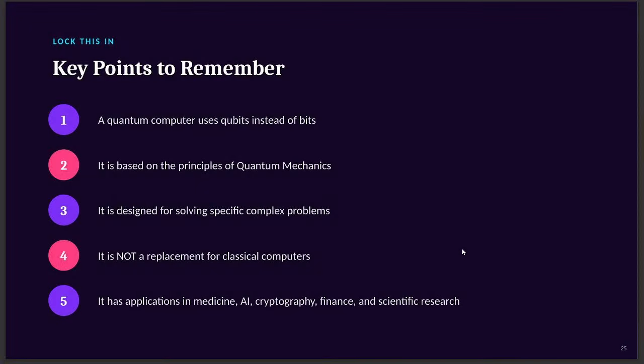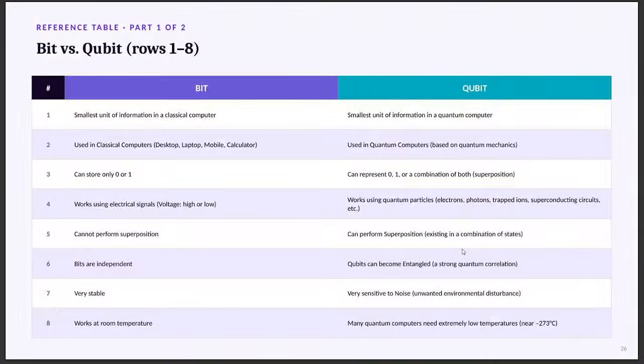Now, if you see here, you need to remember some key points. A quantum computer uses qubits. It is based on the principles of quantum mechanics. Quantum principles are nothing but superposition, entanglement, etc. It is designed for solving specific complex problems. It is not for your daily-use laptop systems. It is used for very complex problems. It is not a replacement for classical computers. It has applications in AI and cryptography that have already been discussed.